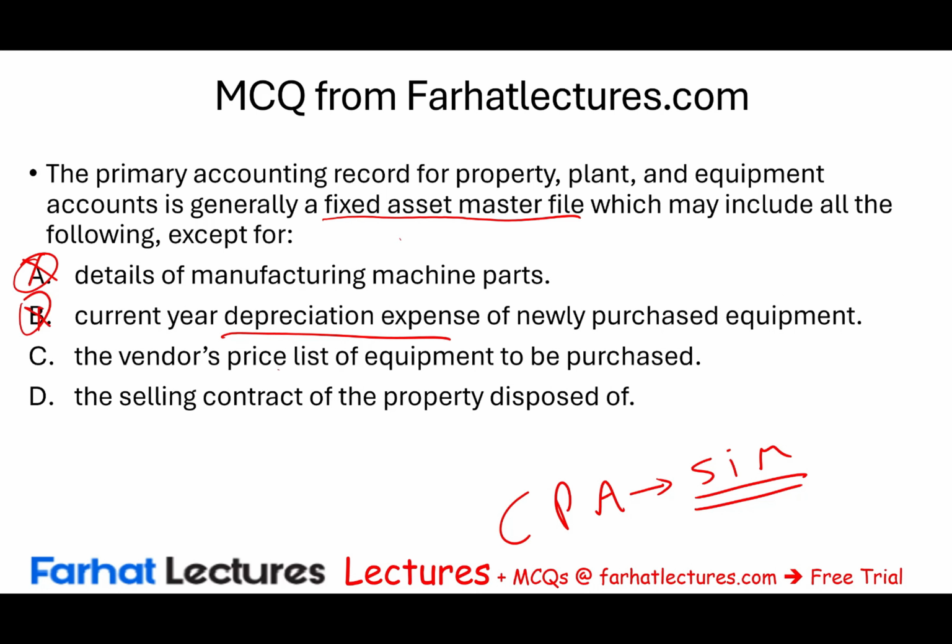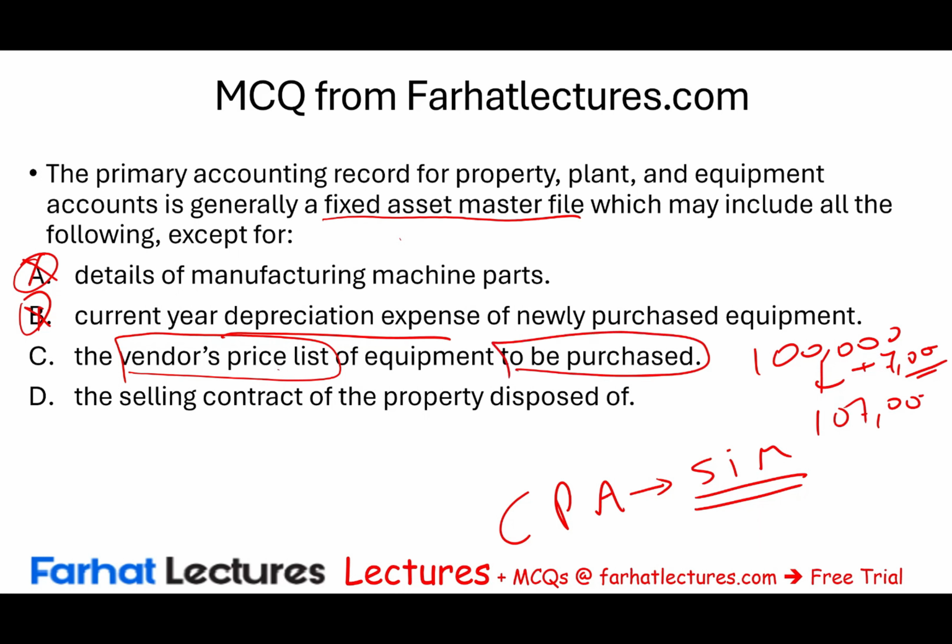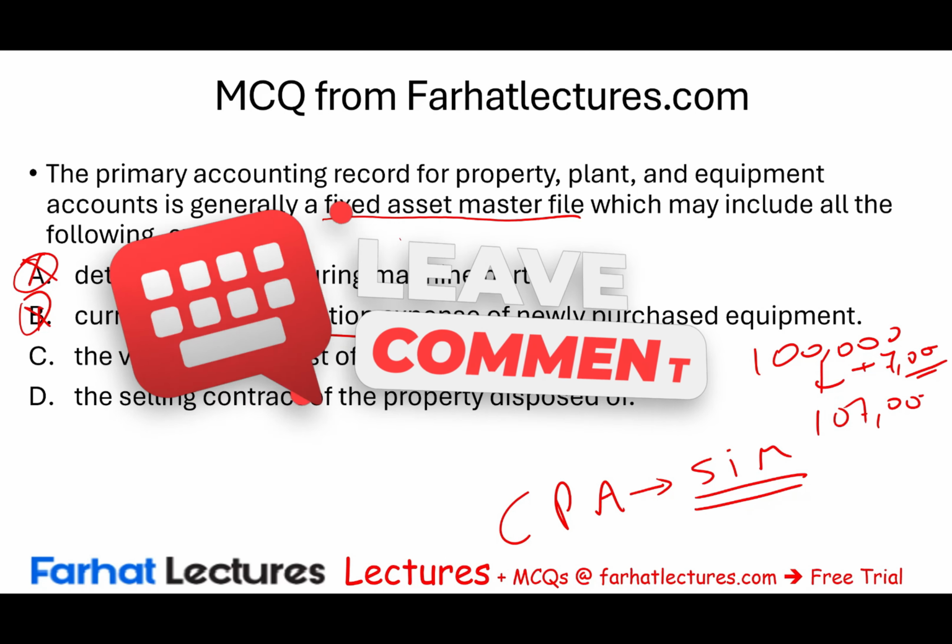The vendor's price list of equipment to be purchased. Well, first of all, the vendor price list is irrelevant for us because the vendor could be asking for any price and we could pay something else. That's one. Two, even if the vendor list is 100,000, we may end up recording the asset at 107. Why 107? Because we might have incurred additional cost. So we don't care about the vendor list. Sometimes it could be the vendor list, the cost, but that's not the case. And equipment to be purchased, well, we don't put something on that list that hasn't been purchased yet. So I would say C is definitely the one that should not be there.